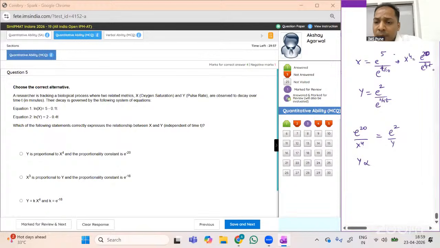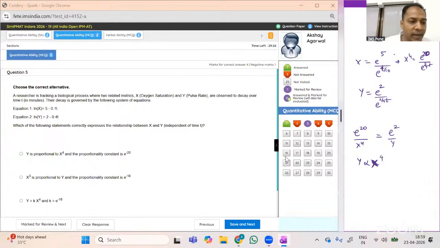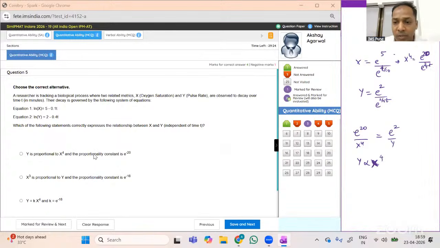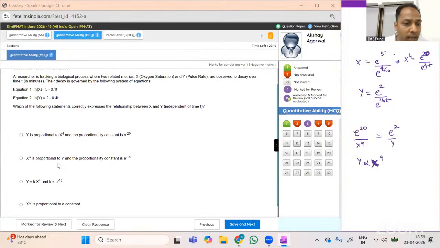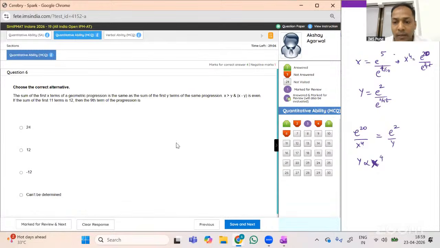y is equal to x raised to the power 4. Yeah, y is directly proportional to x, and the proportional constant is e raised to the power minus 10. Sorry, e raised to the power minus 18. Yes, that's correct. Y is x cube is not, yeah, sorry. X, y is equal to k, this, yes, absolutely right.